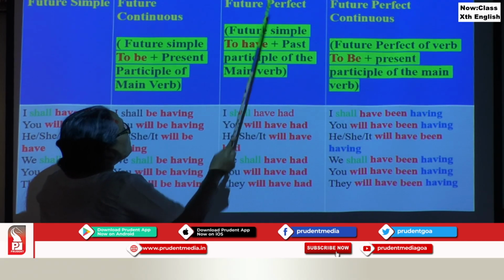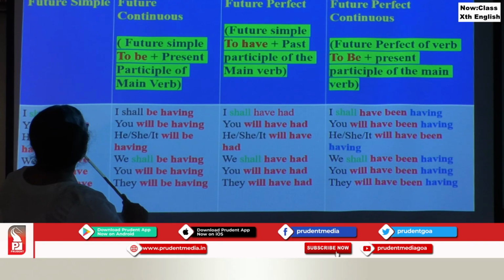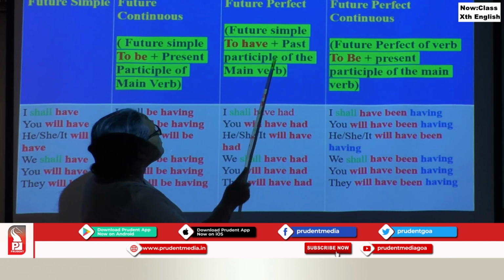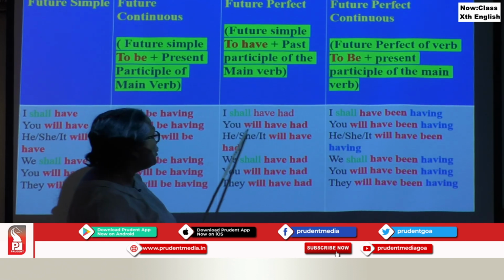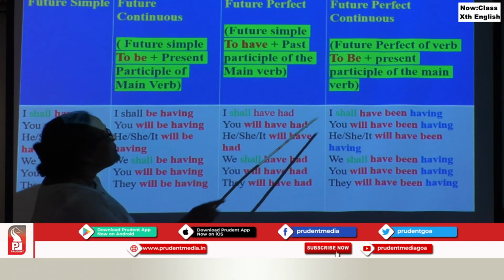What is future perfect? Future simple of verb to have. You have here, see, I shall have plus past participle have. I shall have had, you will have had, he, she, it will have had.